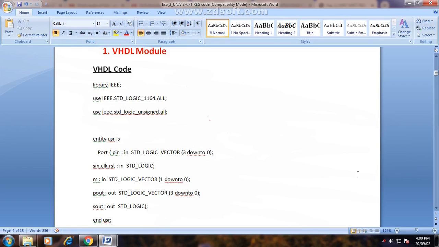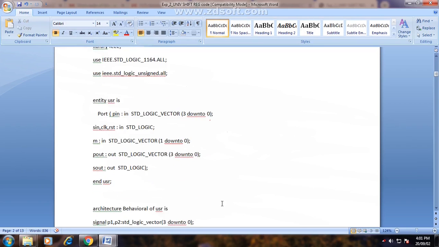As discussed in the block diagram, here you can see we have defined the entity which consists of inputs and outputs. There is one 4-bit parallel input, P in, one 2-bit input that is mode, then three single-bit inputs that are serial in, clock and reset, and then there are two data output pins, one for parallel out that is P out, and another one for serial out that is S out. So this is declared in the entity.